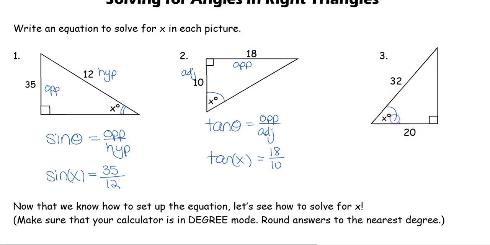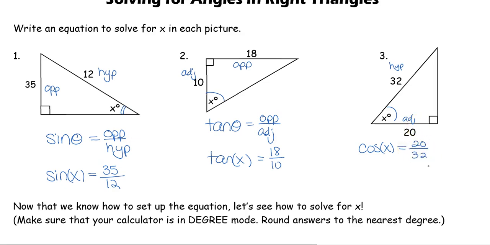Our last one here is our reference angle. This side is next to it, so it's adjacent. 32 is opposite that right angle, making it the hypotenuse. So the trig function that relates adjacent and hypotenuse is cosine. So it's cosine of x is equal to the adjacent side of 20 over the hypotenuse of 32.